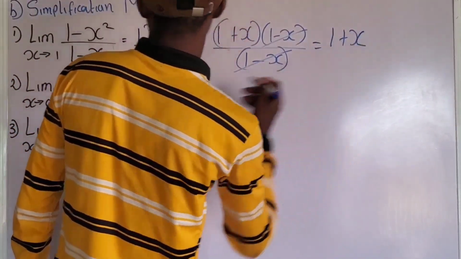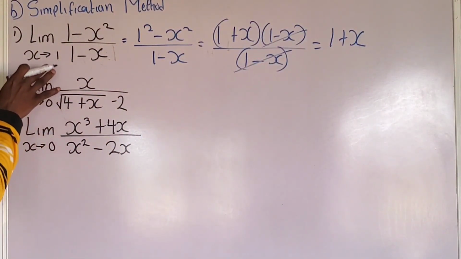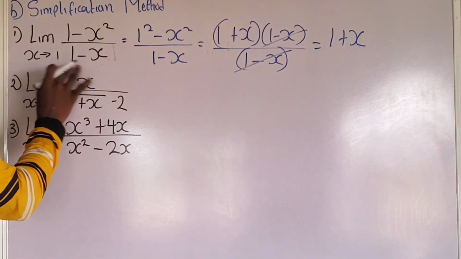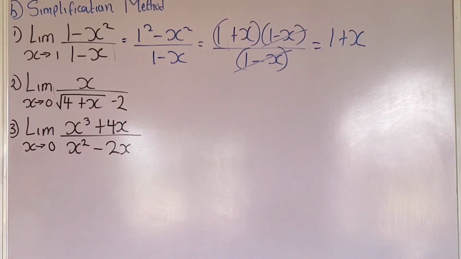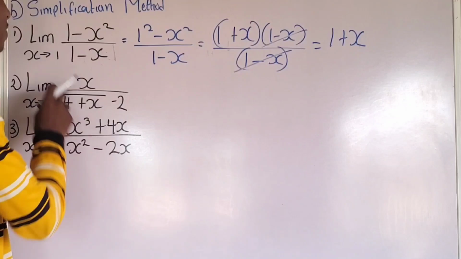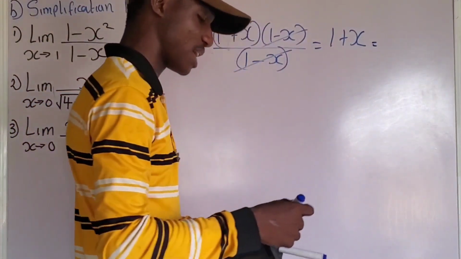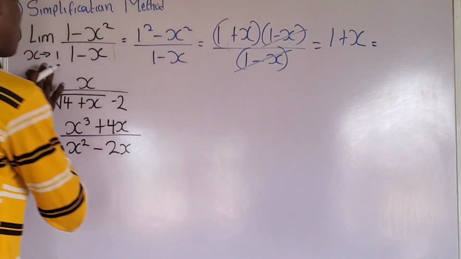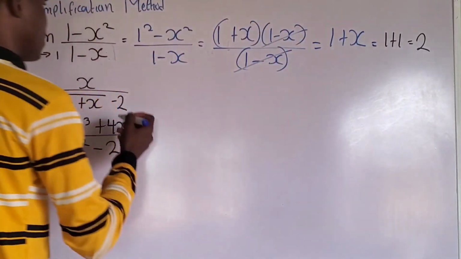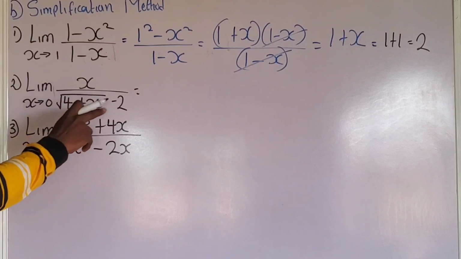Honestly, if you substitute the value of x as 1 directly, you are going to have 0 over 0, and that is indeterminate. That is why we proceed to simplify the function before we substitute the value of x as 1. Now, having simplified the function, we have 1 plus x. We can now substitute the value of x as 1, so I'm going to have 1 plus 1, which is 2.